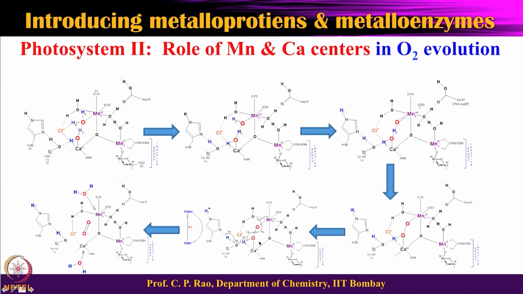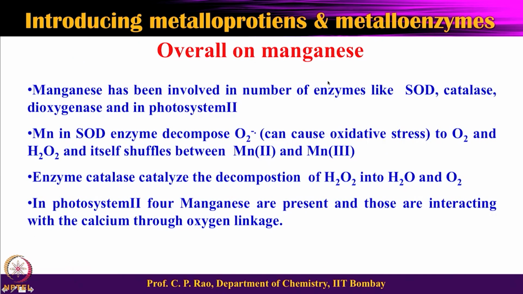If you start breaking this one, then you will get 1 electron from here, 1 electron from here, O2 has come, and the O2 is released. When the O2 is released, it will go back to the normal state. So, we could see very nicely how 2 water molecules give O2.